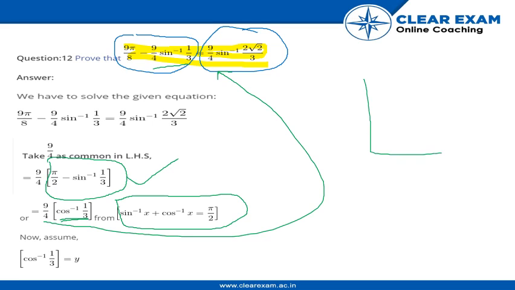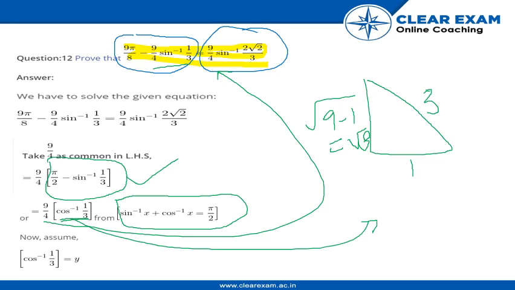The first way is that we can form a triangle and we can write cos inverse as 1 by 3. By the Pythagoras theorem, this side becomes root of 9 minus 1, that is root 8. So this cos inverse becomes sine inverse of root 8, and root 8 is 2 root 2, so 2 root 2 divided by 3. You can either follow this way or another way as given in the presentation. So what's the other way? Let's look at the other way.